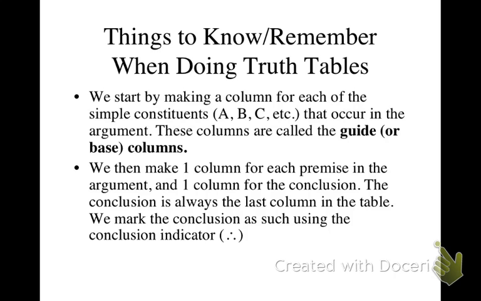We then make one column for each premise in the argument and one column for the conclusion. The conclusion is always the last column in the table. We mark the conclusion as such by using the conclusion indicator.